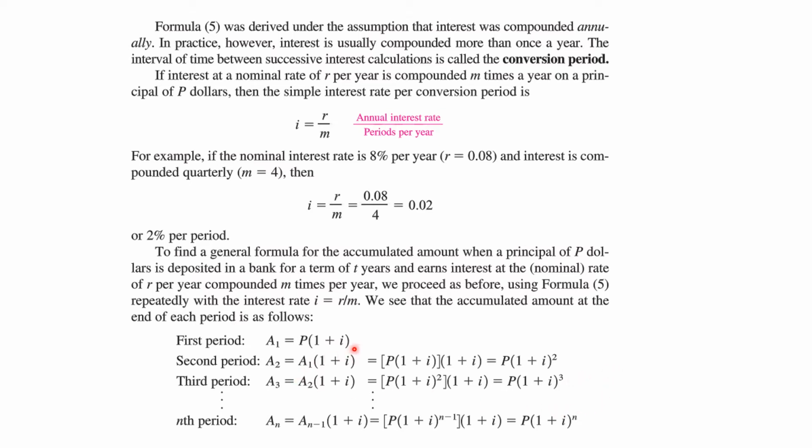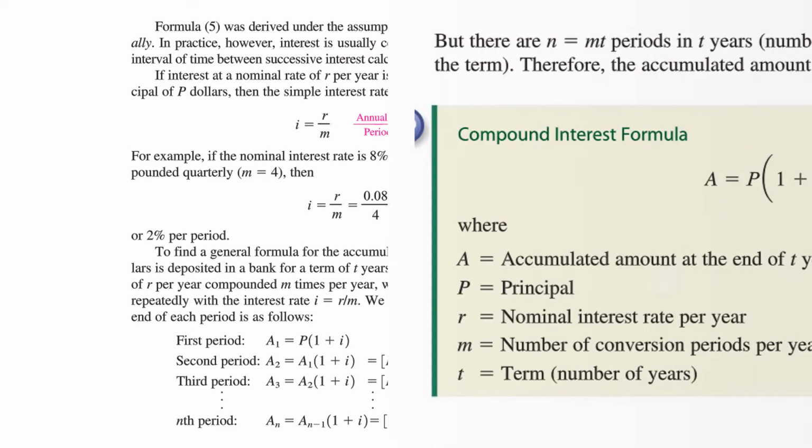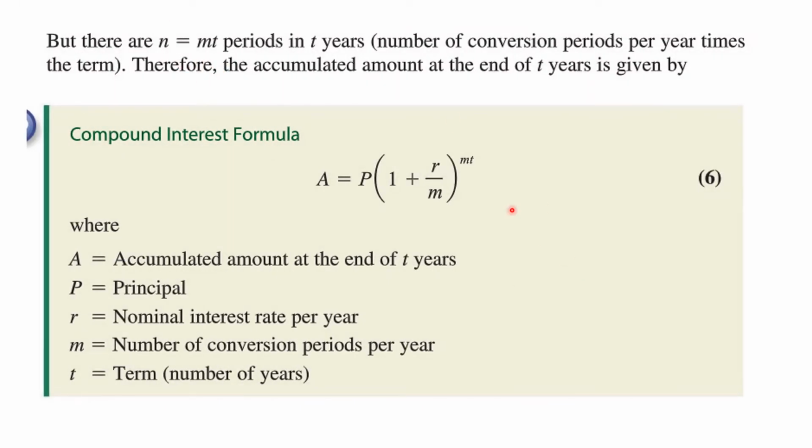Now notice again, the amount A1 is going to be that raised to the 1, A2 is that squared, A3 is that cubed, and A_n is going to be that raised to the n. That gives us this formula. So the compound interest formula is A equals P times 1 plus R over M, whole to the MT. A is the accumulated amount, P is the initial principal, R is the nominal interest rate per year, M is the number of conversions, and T is the term.